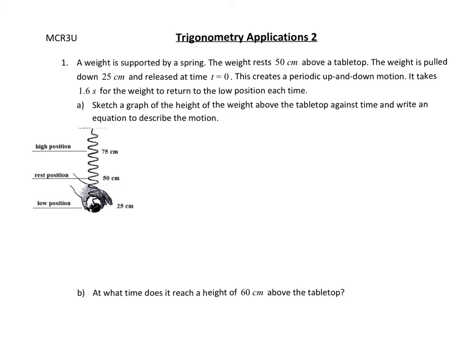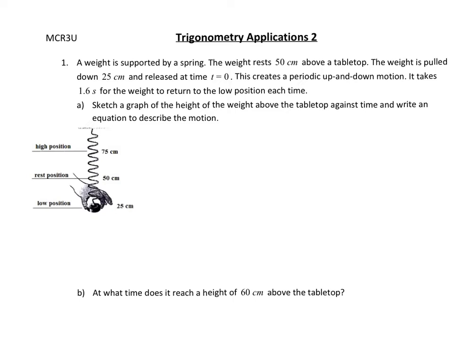Now, because we don't have the ability to factor in, at the level of math that we're doing right now, that the spring would eventually fall back to its rest position, you're going to assume no loss of momentum for the spring. Okay, so you're going to assume that this periodic curve is just going to continue exactly the same for as long as the question requests. So first we're going to sketch a graph of the height of the weight above the tabletop against time and write an equation to describe the motion.